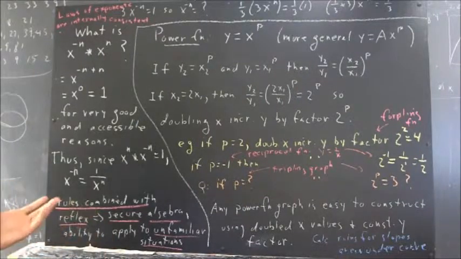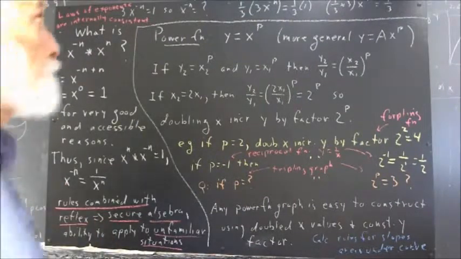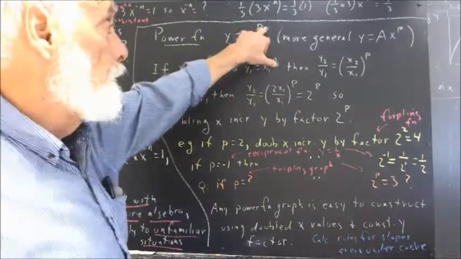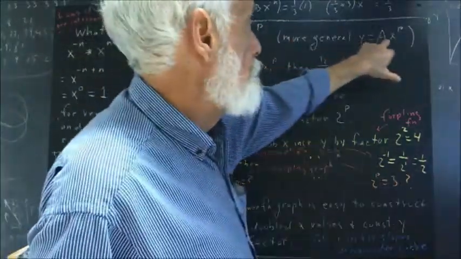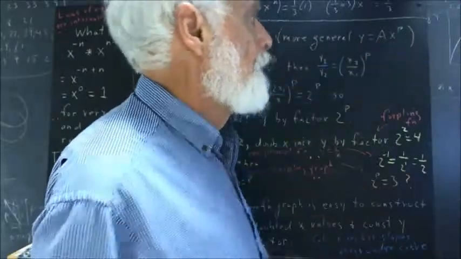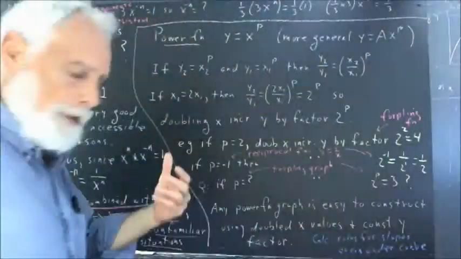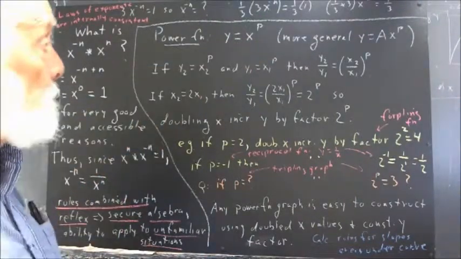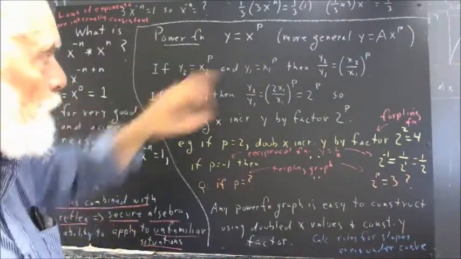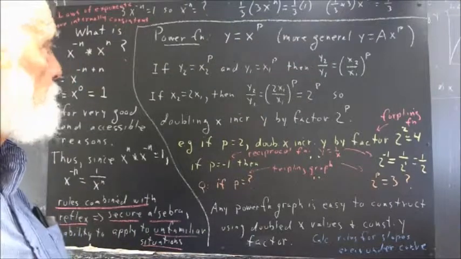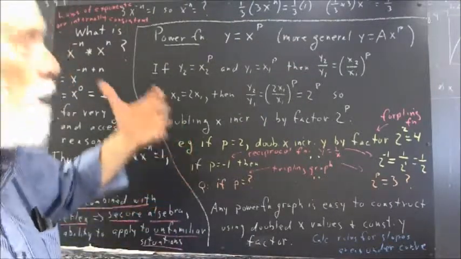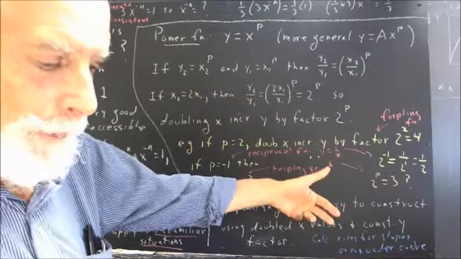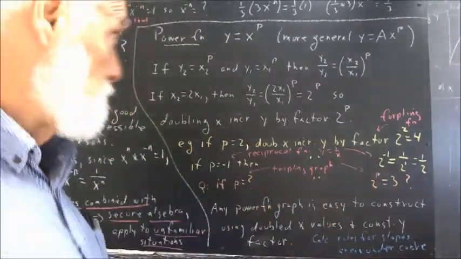Okay, now we want to do a quick synopsis of power functions. Now your basic power function is y equals x to the p. More generally, y equals a times x to the p. And these can be translated, shifted, etc. And maybe talk about those sometime. But the main thing we want to see now is the way to characterize power functions in terms of what happens to y values when x values double.